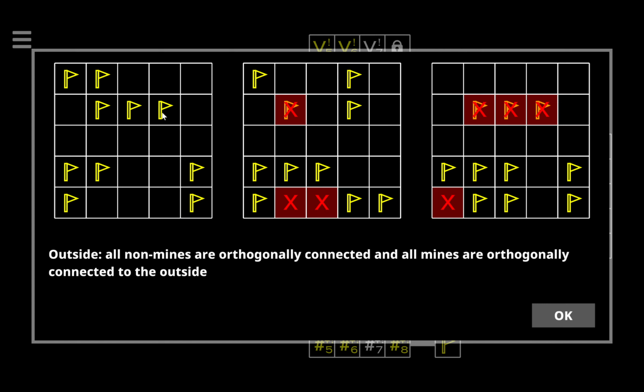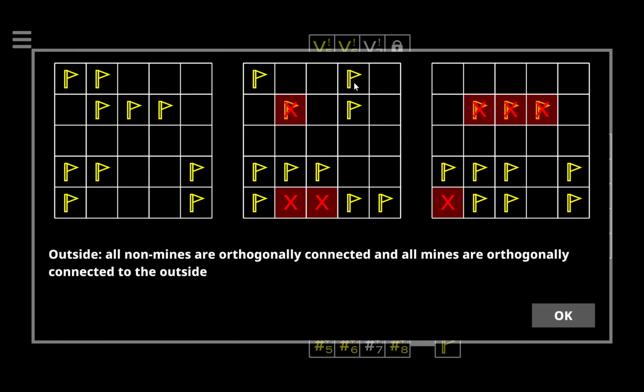But anyway, I digress. The way this one specifically works is that all non-mines are orthogonally connected. You can see, for instance, they're all orthogonally connected. There aren't any isolated groups like this, and even with them being diagonally connected, it's still no good. They have to be orthogonally connected. And all mines are orthogonally connected to the outside.